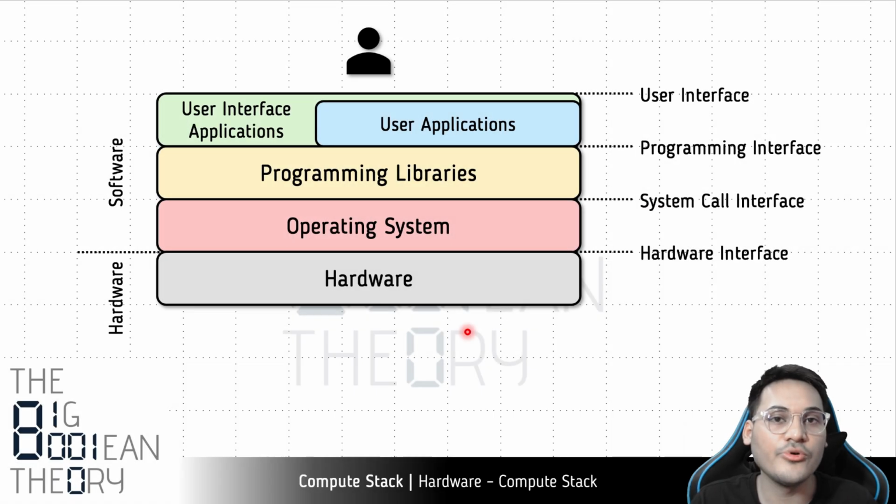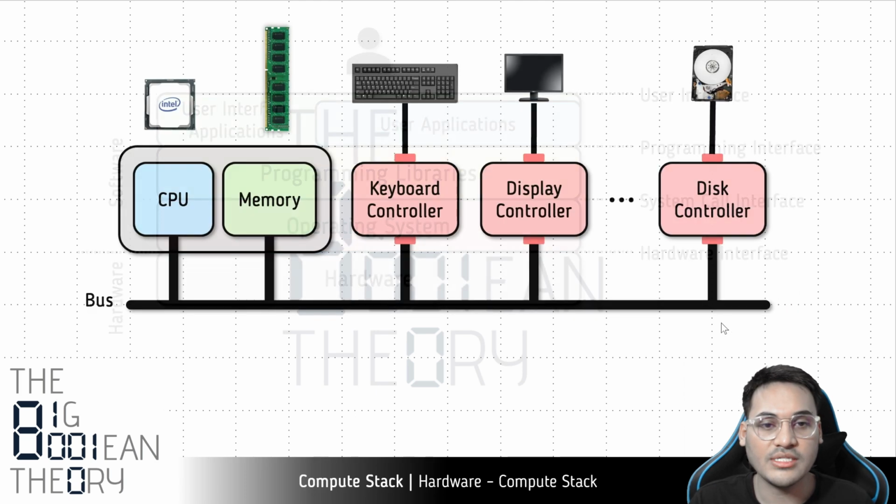So this is the compute stack that we introduced in the previous video. As you can see, at the very bottom, the first layer is the computer hardware. And then this is the hardware interface that is exposed to the layers of software that run on the hardware. So what makes up the hardware? This diagram basically shows you.